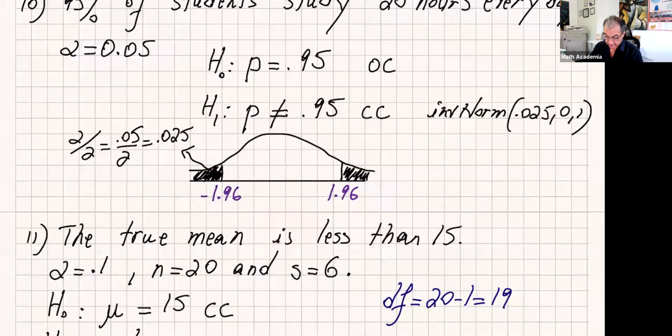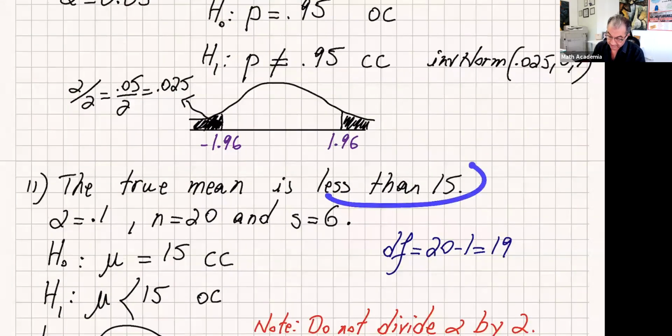But let's write the claim. The mean is less than 15. So I put less than 15 here. No equal sign, I know that's H1. I wrote that first, so that's my original claim. So H0 is going to be mean equals 15. And of course, that will be the counterclaim.